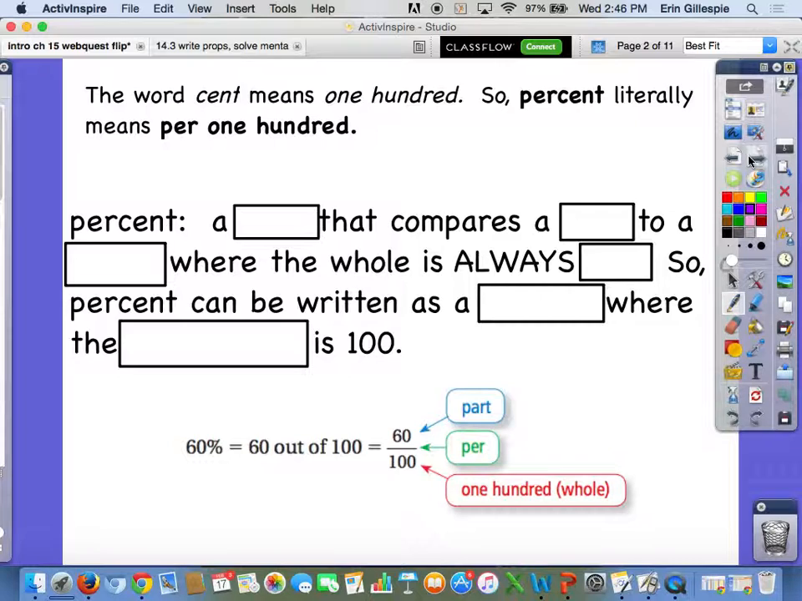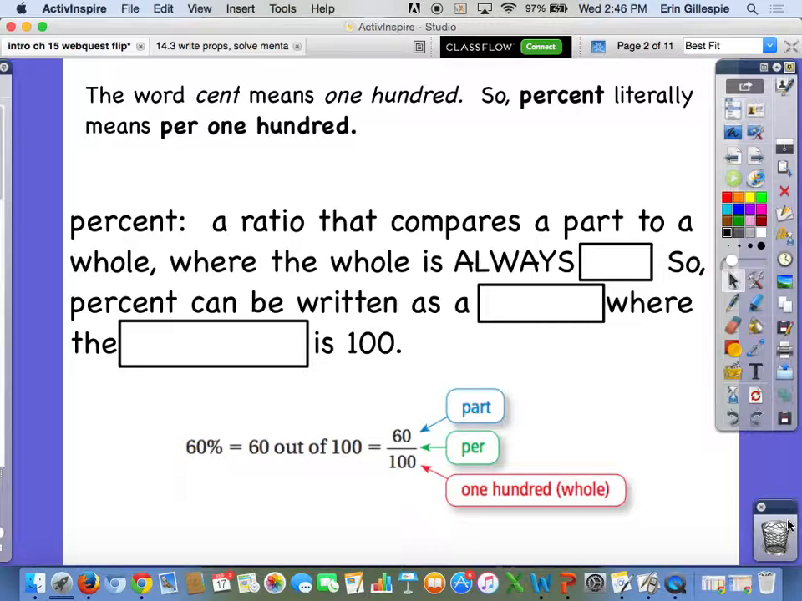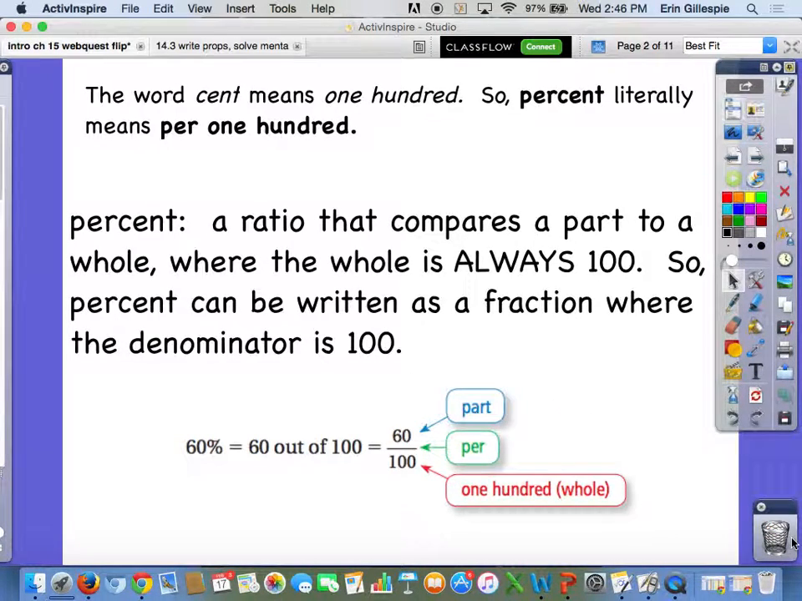So reminder, cent means 100. So percent means per 100. The reason why percents are so useful to us is to help us compare everything to the same number, to 100, okay? So a reminder that your percent definition, it's a ratio, which we've learned is like a fraction, that compares a part to a whole, where the whole's always 100. So percents can be written as a fraction, where your denominator is 100. And we show the example here, 60%, that means 60 out of 100. So 60 per 100, okay?